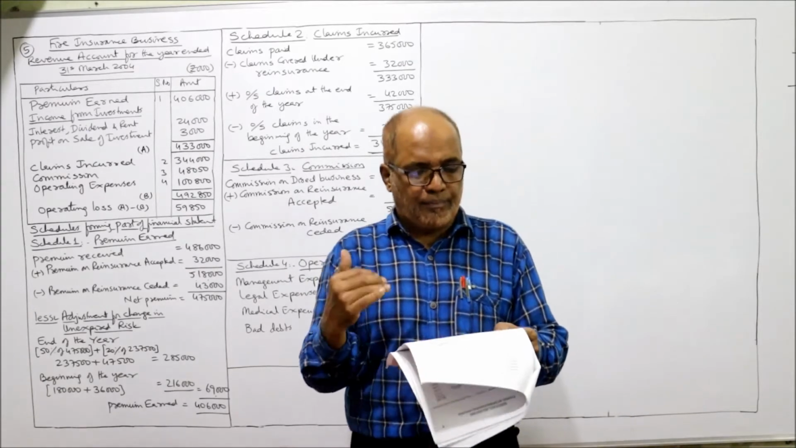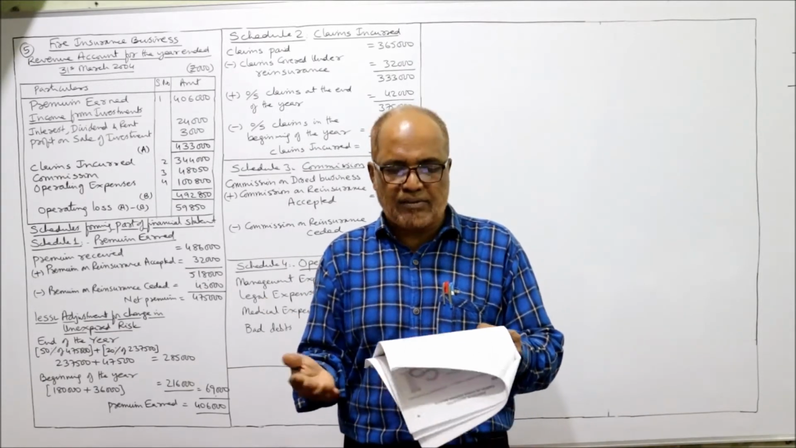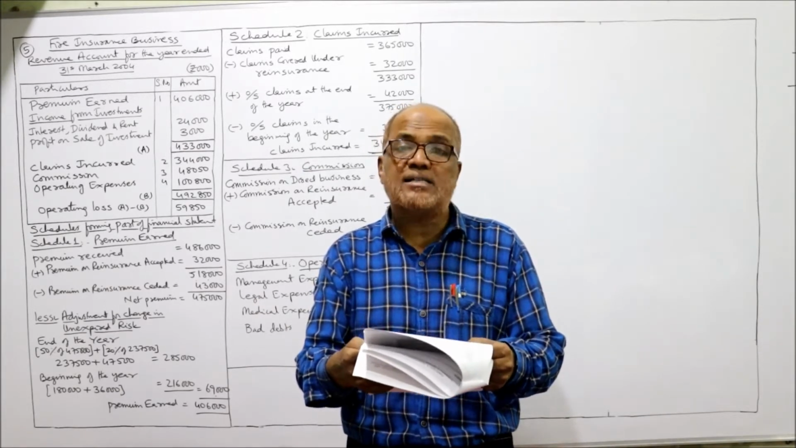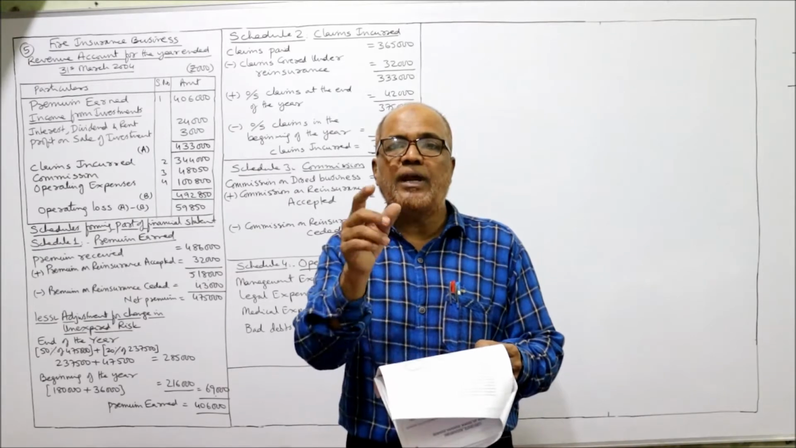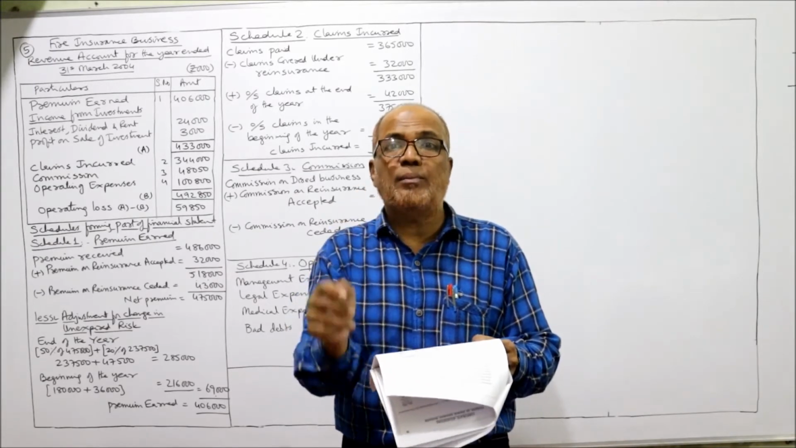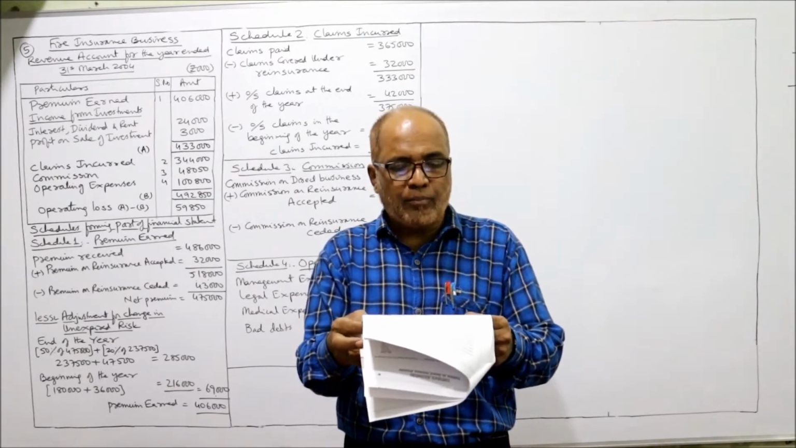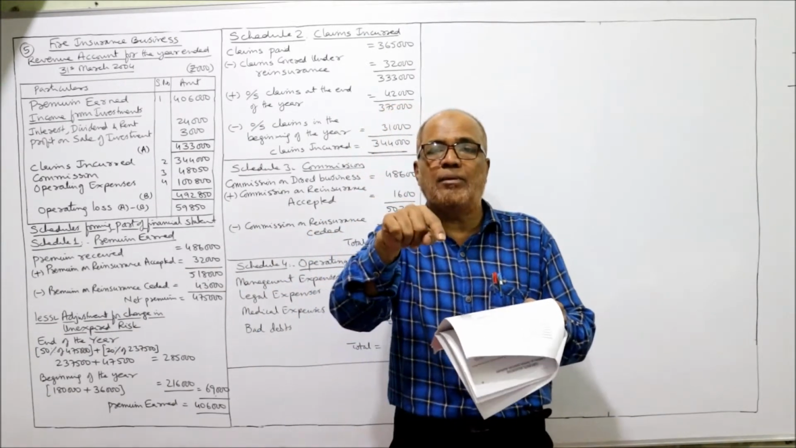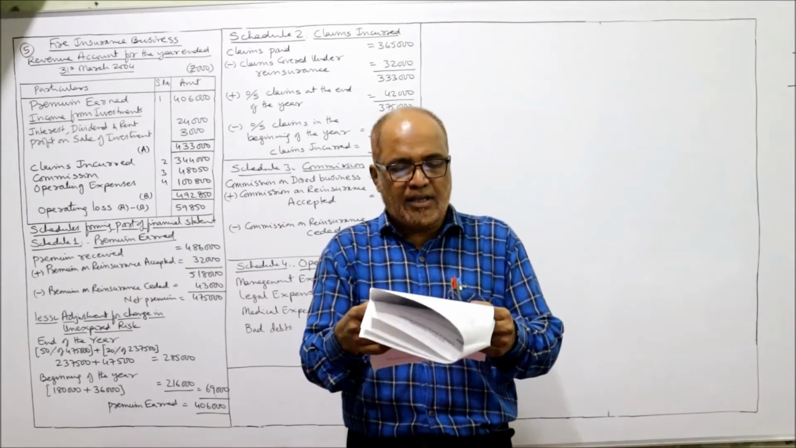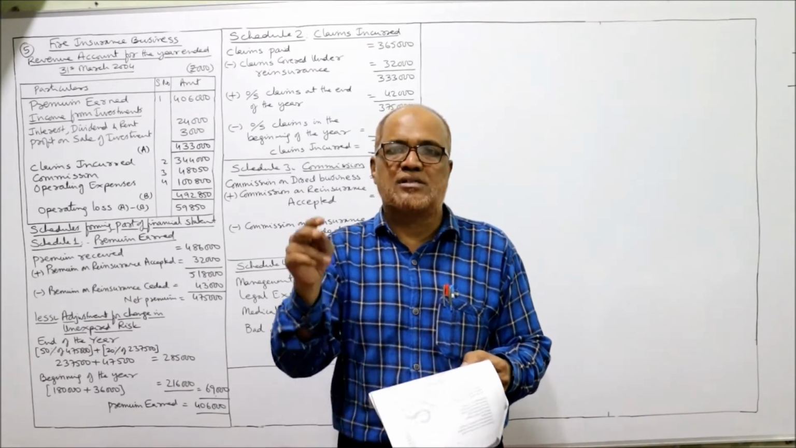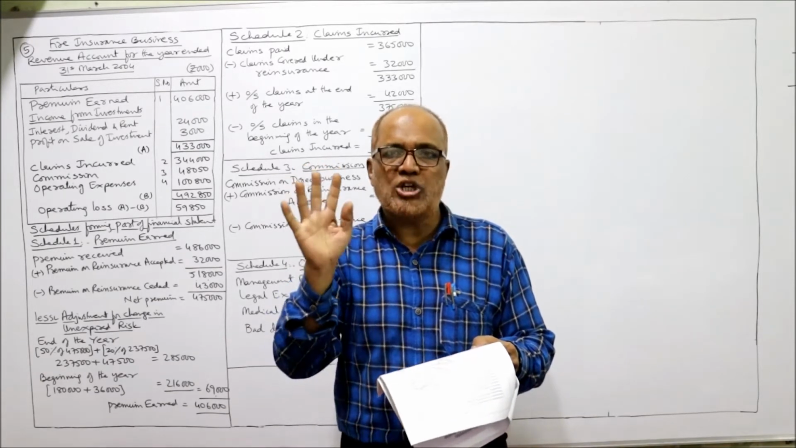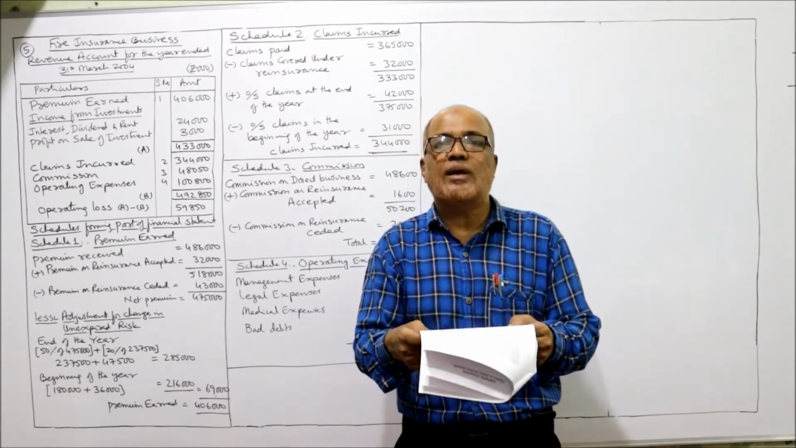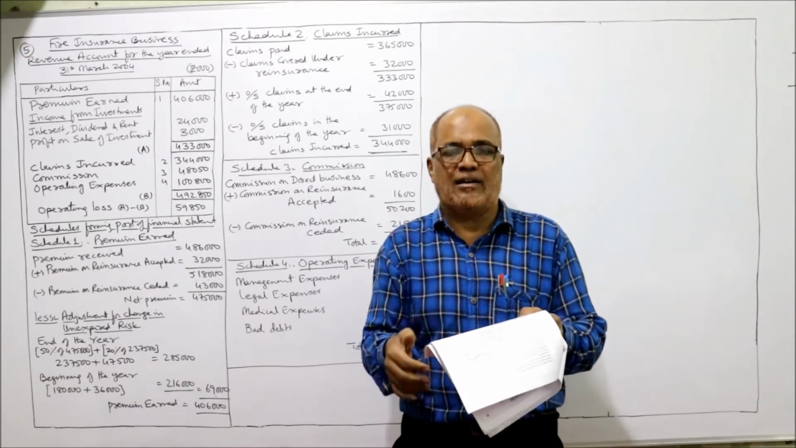Premium recovered. Premium recovered means premium received, schedule number 1. Then premium on reinsurance accepted. The premium on reinsurance accepted will be added. Then premium on reinsurance ceded. This will be deducted. Accepted will be added, ceded will be deducted. Then commission on direct business, schedule number 3. Commission paid, schedule number 3, commission on direct business. Commission on reinsurance accepted, this will be added.